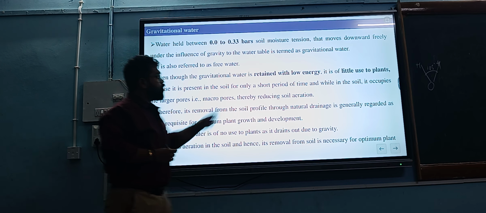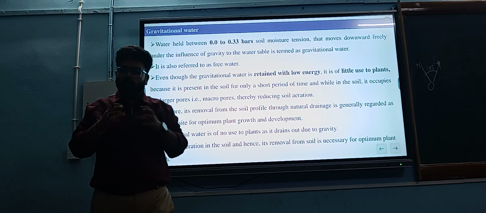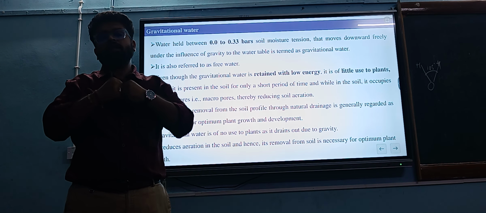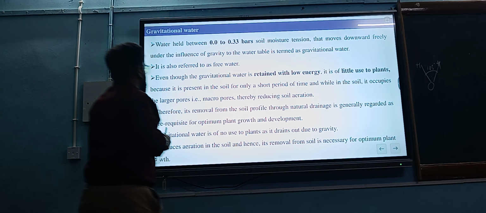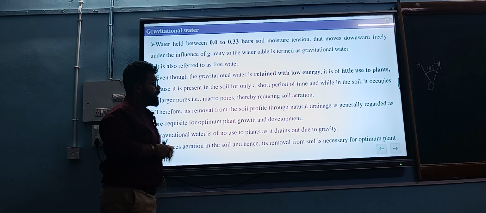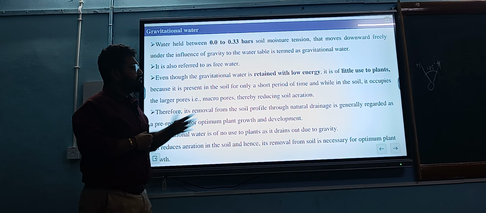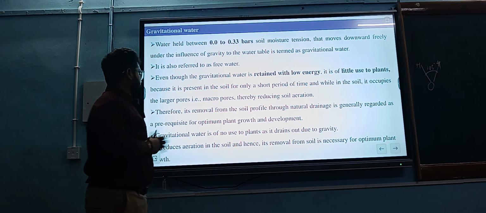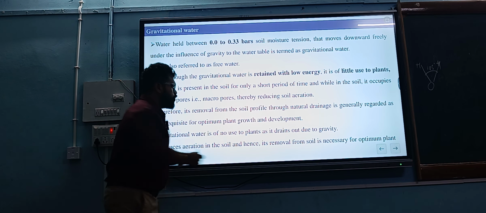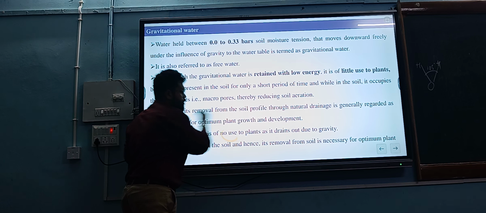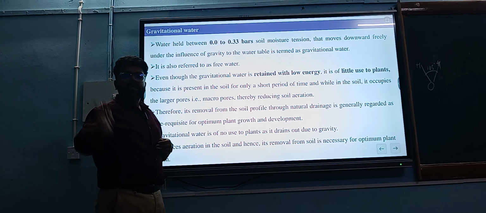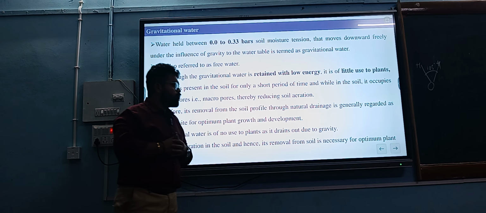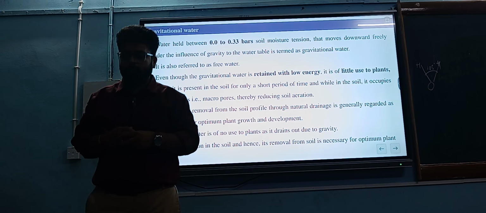Even though gravitational water is retained with low energy, it is of very little use for the plant because it moves under the influence of gravity and is not held by the soil. It is removed from the soil profile through natural drainage, generally regarded as a prerequisite for optimum plant growth. Gravitational water is of no use to the plant. Since it drains under the influence of gravity, it reduces aeration in the soil, and hence removing it from the soil is necessary for optimum plant growth.